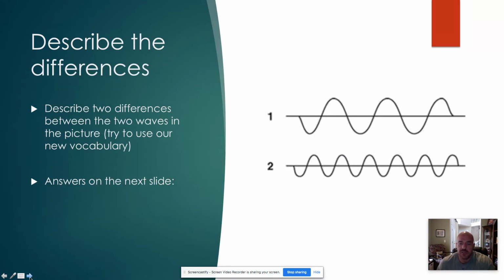So look at this picture, press pause before I give you the answers, and try to describe 2 differences between the 2 waves you see. Try to use some of your vocabulary that you just learned on the last slide.